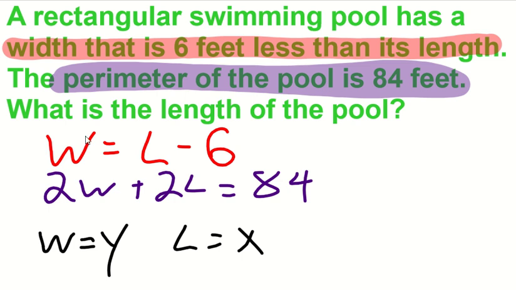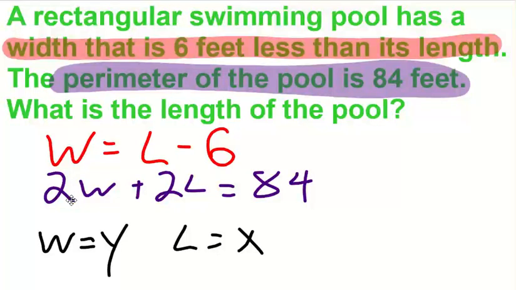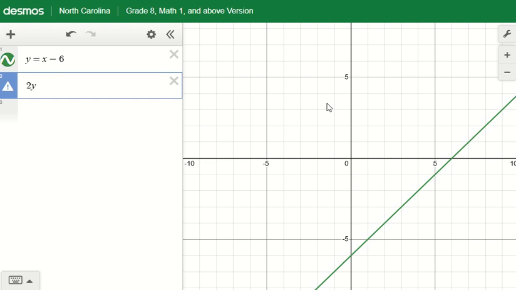So if I have W equals L minus 6, that's going to be Y equals X minus 6. And it graphs that line. For the other one, the perimeter problem, we had 2W plus 2L equals 84. So that would be 2Y plus 2X equals 84. 84 is a pretty big number, bigger than a lot of these, so we have to zoom out a little bit.